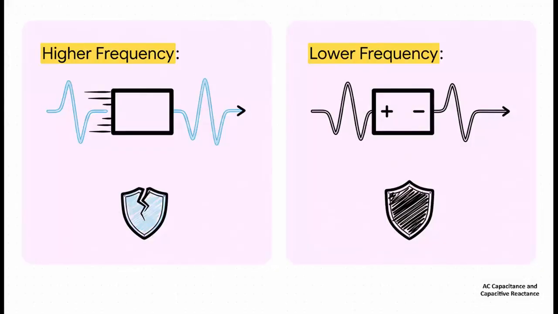Here's a way to picture it. At really high frequencies, that voltage is whipping back and forth so fast, the capacitor barely has time to charge up before it has to discharge again. It can't build up much opposition, so it acts like an open door, really low reactance. But at low frequencies, it has all the time in the world to charge up fully and push back hard, acting much more like a wall, really high reactance.